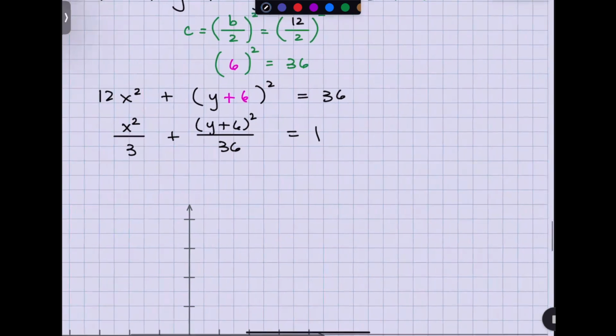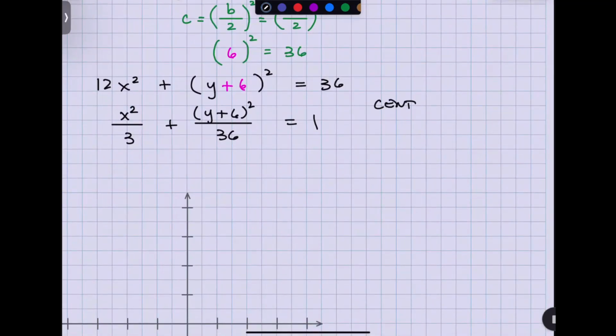All right, so center. 0, -6. Does that make sense? Because remember, this is 0 because h has to be 0. What's k? But really the h is here. It just happens to be 0. Because I wouldn't write x minus 0 quantity squared, right? I wouldn't write that.